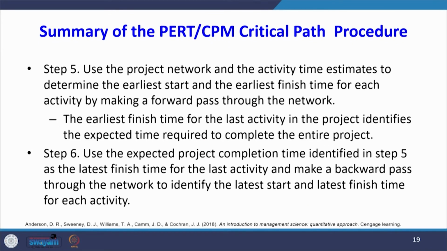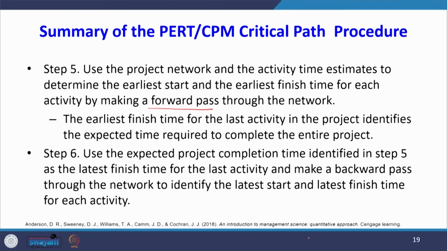Step 5, use the project network and the activity time estimates to determine the earliest start and the earliest finish time for each activity by making a forward pass through the network. The earliest finish time for the last activity in the project identifies the expected time required to complete the entire project. We have seen that value is 26, for example.